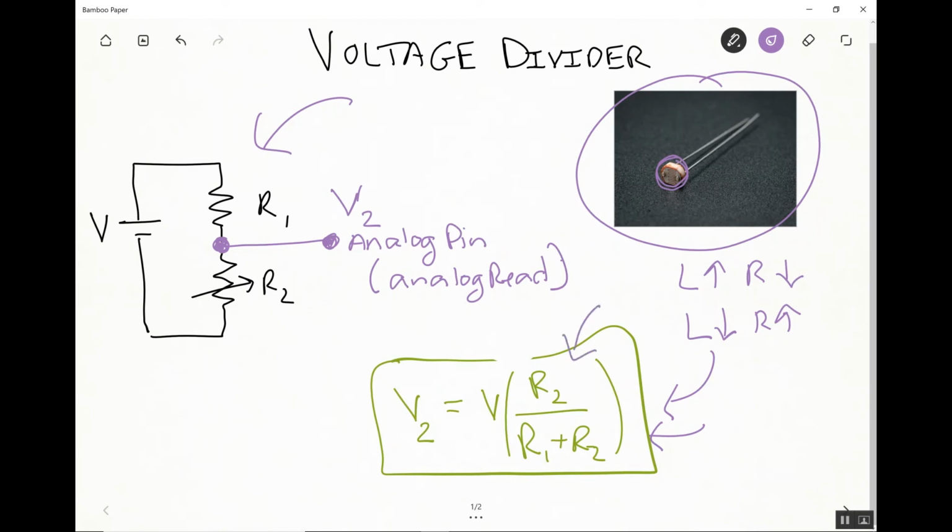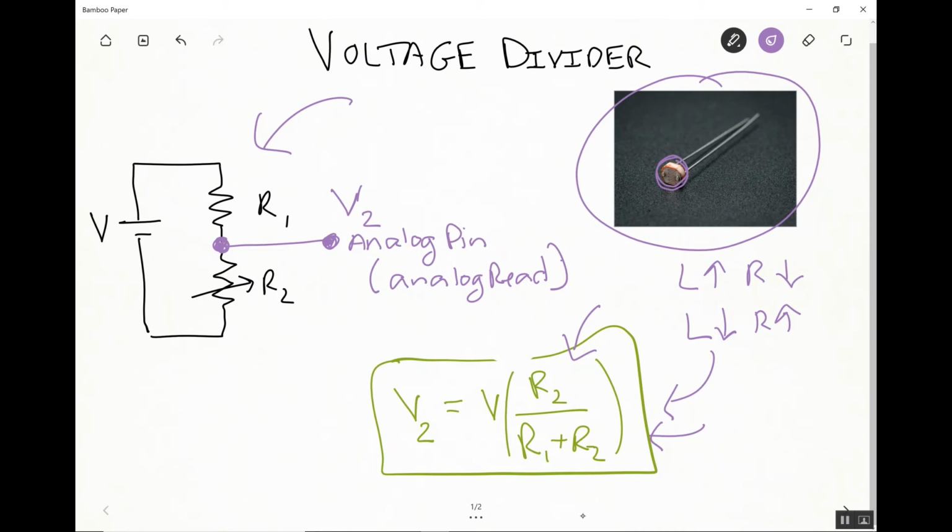Okay, you ready? Here's what happens. If you look at this equation algebraically, if R2 is really, really big, then R1 doesn't matter as much. And this ratio right here, R2 over R1 plus R2, gets closer to 1. If R2 is really big, that ratio in the parentheses gets closer to 1, so V2 is going to get bigger. It's going to get closer to V. In other words, when R2 is big, more of the voltage is used by R2. So the voltage would go up and your analog read value would go up.